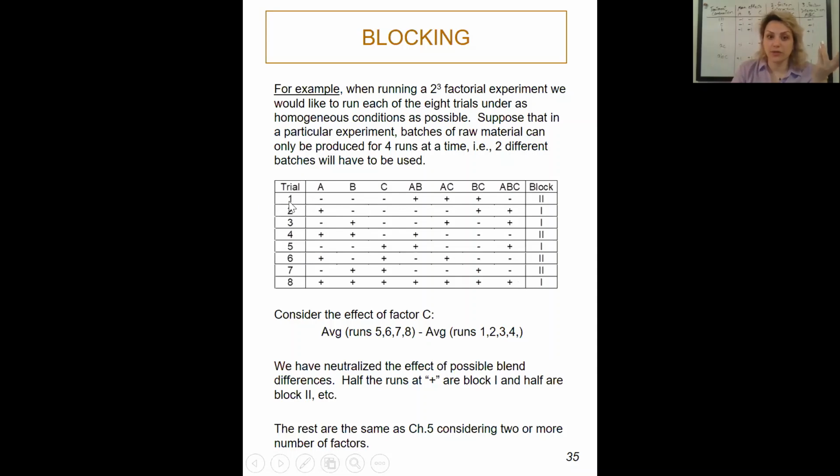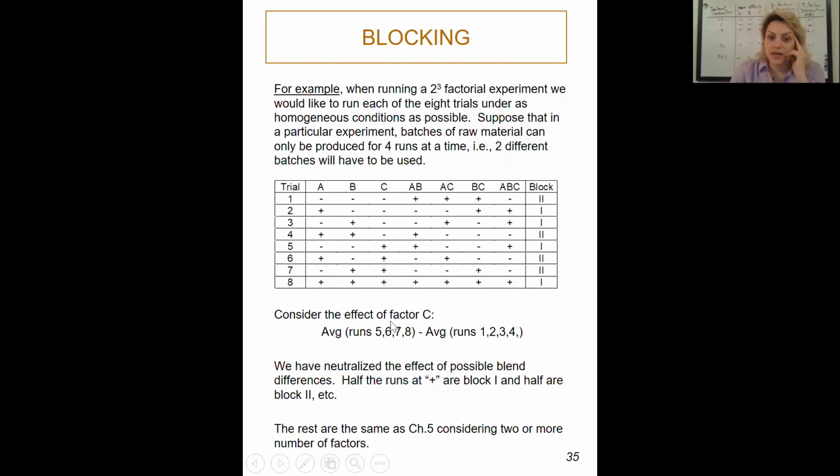You can write down, for example, for this row, 1 as your treatment combination. For this one, you can put A. For this one, you can write down B. This one is going to be AB, and we can go to the end of the table. And then we have ABC. Here it says that batches of raw materials can only be produced for 4 runs at a time. So we would have 2 different batches, and we would block for the 2 different batches. So we have block number 1 and block number 2, and you can see here the 1 and 2.